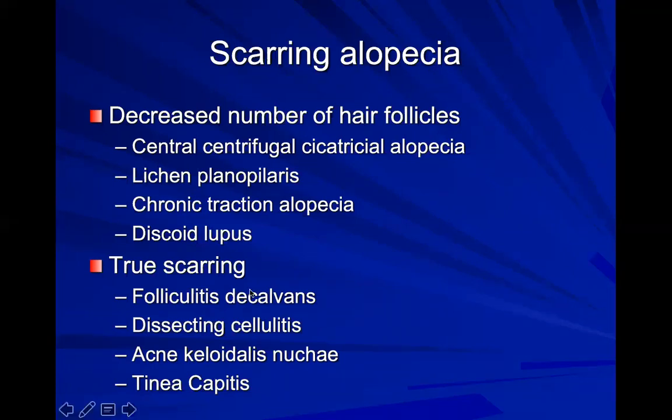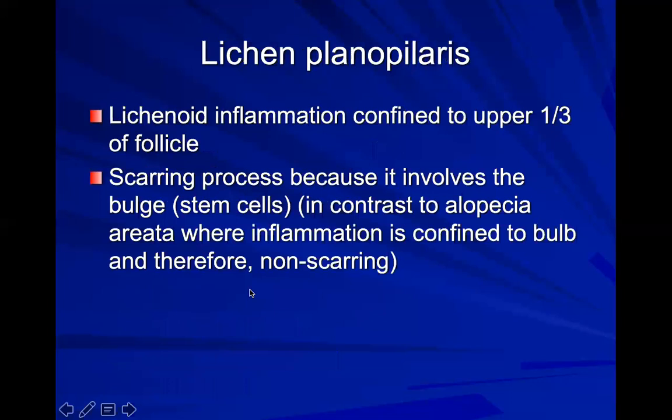All right, so lichen planopilaris. Lichen planopilaris is lichenoid, similar to LP, except the inflammation is in the follicle, but it's confined to the upper third of the follicle. And if you remember what's in the upper third of the follicle, that's where your bulge is, okay? So the inflammation is kind of hovering around your isthmus area, I'd like to say. And it affects the bulge where your stem cells are. And that's why you get a scarring process, because you've knocked out your ability to make a new hair follicle.